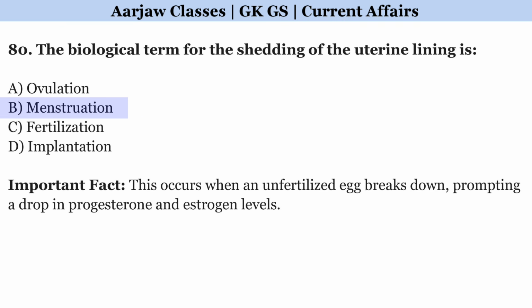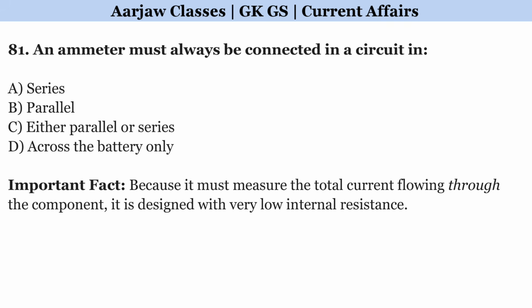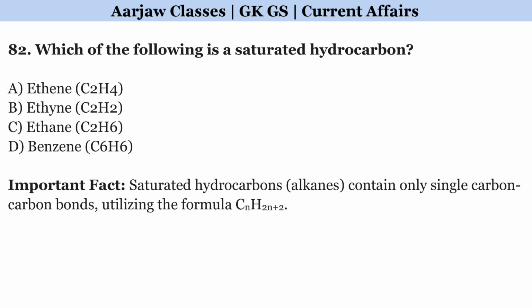Right option is B. Menstruation. An ammeter must always be connected in a circuit in? Correct option is A. Series. Which of the following is a saturated hydrocarbon?